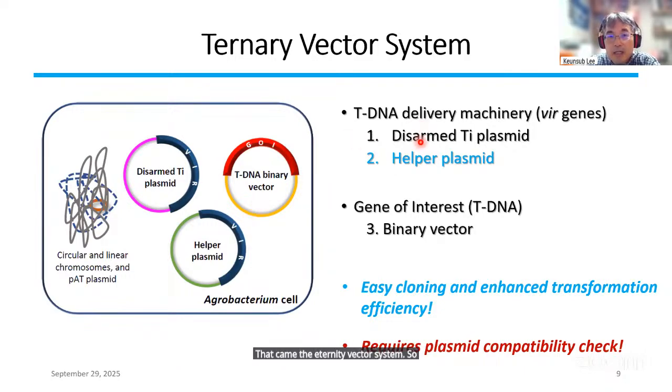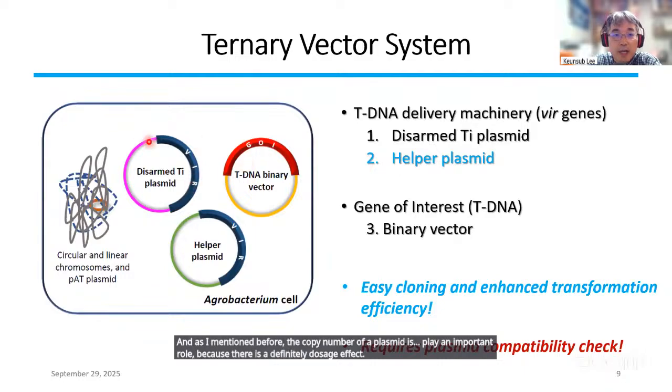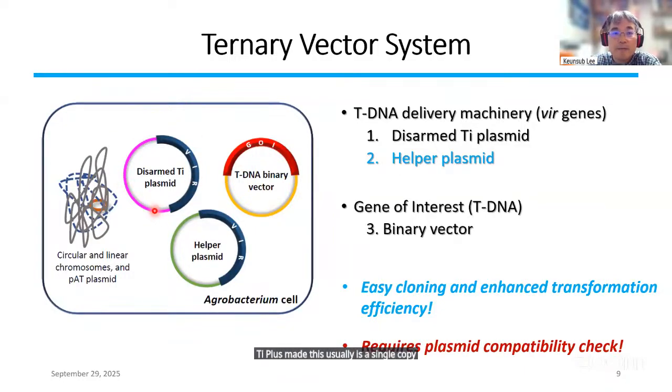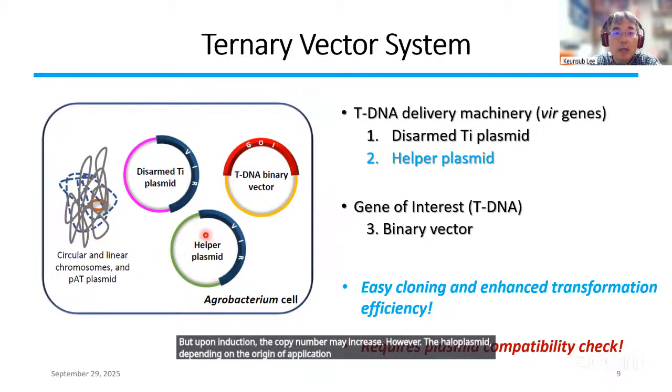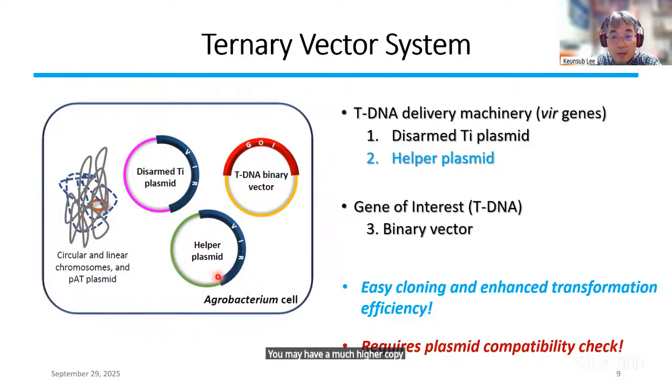So the first, the T-DNA delivery machinery of vir genes, is provided by a disarmed Ti plasmid. Now we have an additional plasmid. And as I mentioned before, the copy number of a plasmid plays an important role because there is definitely a dosage effect. The Ti plasmid is usually a single copy before the virulence gene induction, but upon induction the copy number may increase. However, the helper plasmid, depending on the origin of replication or copy number machinery, may have a much higher copy number, such as pBBR1 or RK2. It has about 7 to 10 copies per cell. So therefore, you already have a much higher copy number to start the virulence gene induction. Therefore, it gives you a boost for transformation.